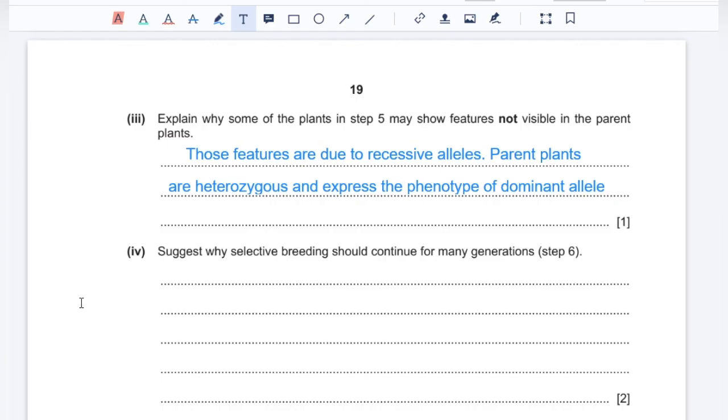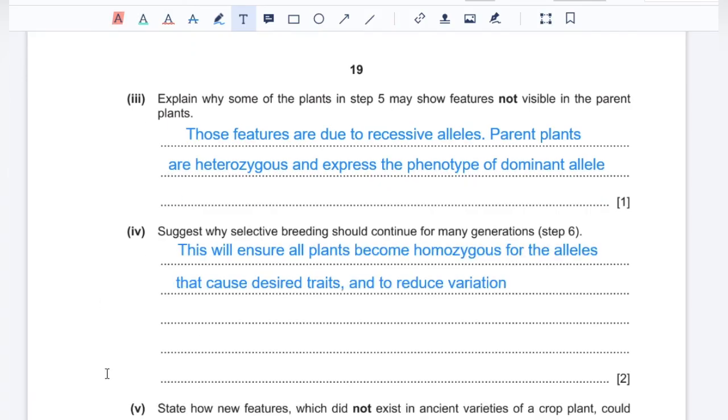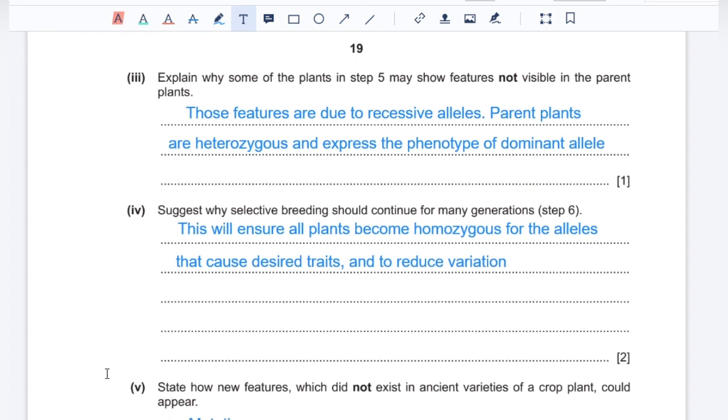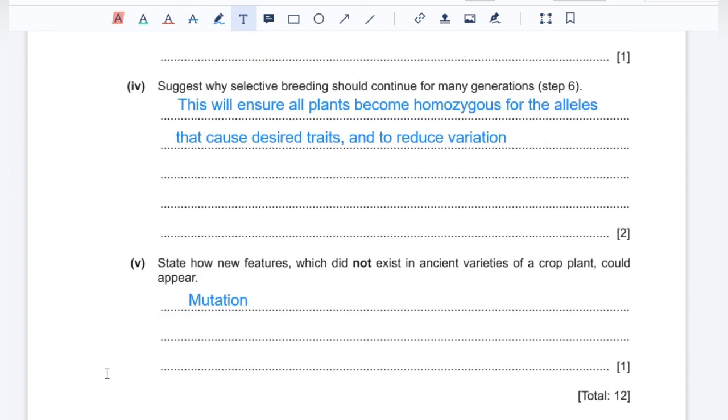4. Suggest why selective breeding should continue for many generations in step 6. So many repetitions of selective breeding will ensure that all of the plants become homozygous for the alleles that cause the desired trait, and this will reduce variation in the crops. 5. State how new features which did not exist in ancient varieties of crop plant could appear. So the appearance of a new feature is a result of mutation. And that is it.